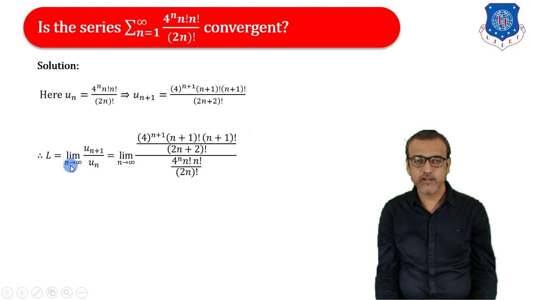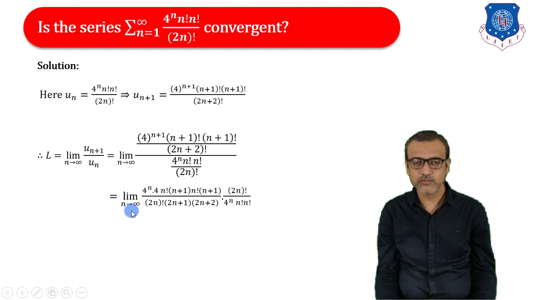Therefore L equals limit n tends to infinity of u_{n+1} upon u_n, and this is equal to limit n tends to infinity, where this whole expression is u_{n+1} and this whole expression is u_n. Now we have to simplify this expression. So this is equal to limit n tends to infinity. So this is 4 raised to n into 4 raised to 1.